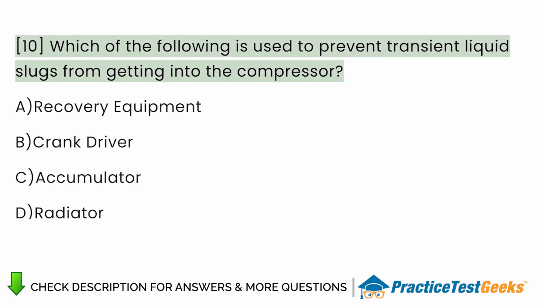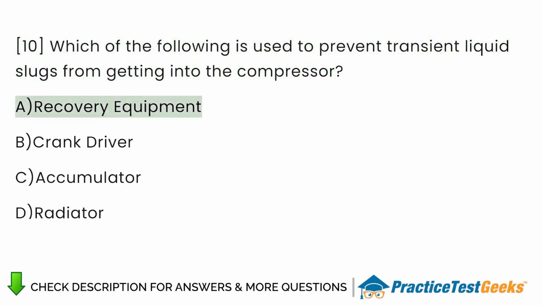Which of the following is used to prevent transient liquid slugs from getting into the compressor? A. Recovery equipment. B. Crank driver. C. Accumulator. D. Radiator.